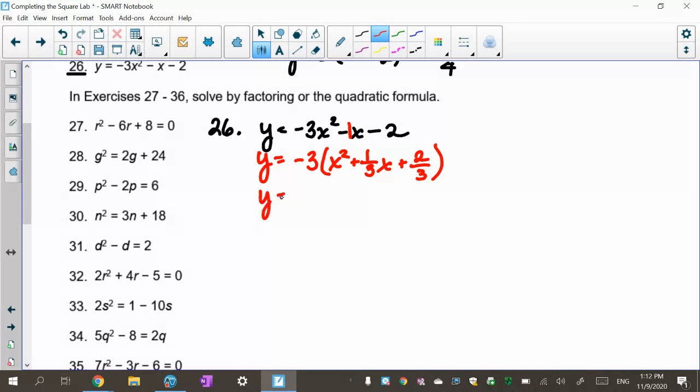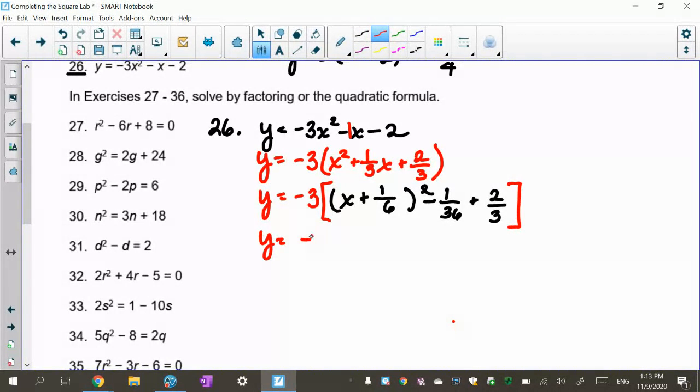And then y equals negative 3. Now I'm going to start the process of completing the square. So I have a bracket, and I'm going to force it to a perfect square binomial. So I have x plus a half of the middle, so that's going to be 1/6. Then you're going to take away what you added, which is 1/36, plus 2/3. Then you're going to close your bracket. Now I'm going to combine those two. y equals negative 3, bracket, x plus 1/6 squared.